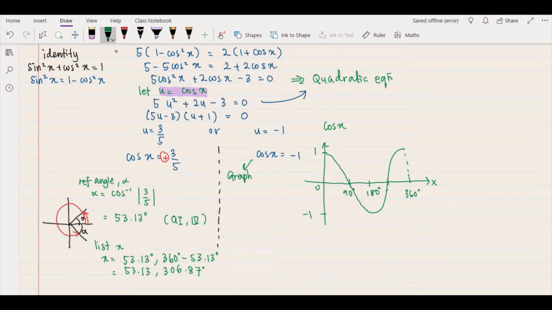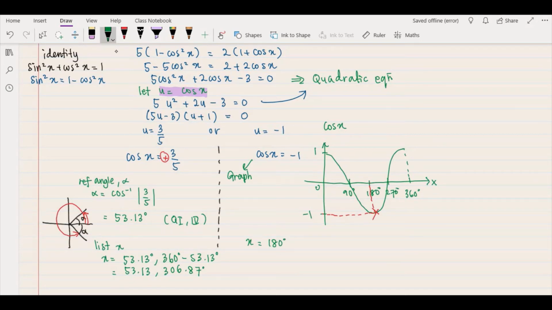So let's just label our graph. And I need to find the value of x where cos x will give me -1. So this is where -1 is. And I know my x will be 180 degrees. So x is equal to 180 degrees only.